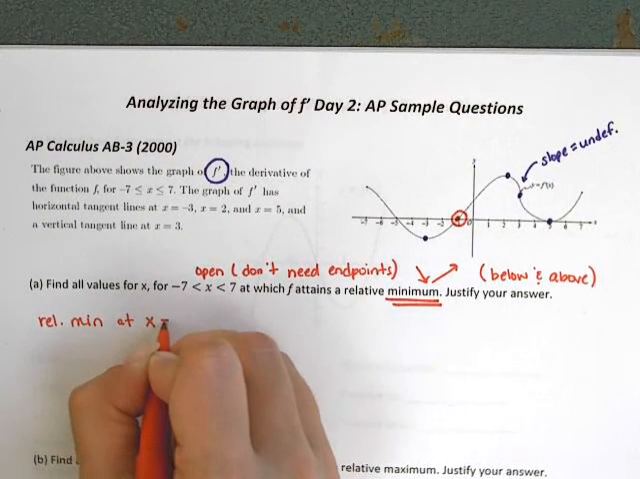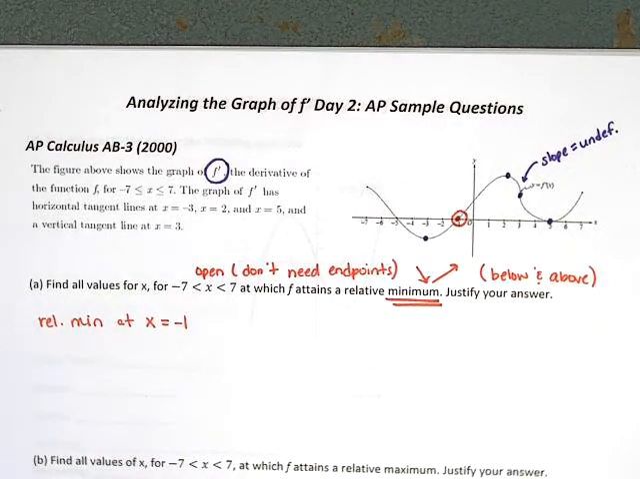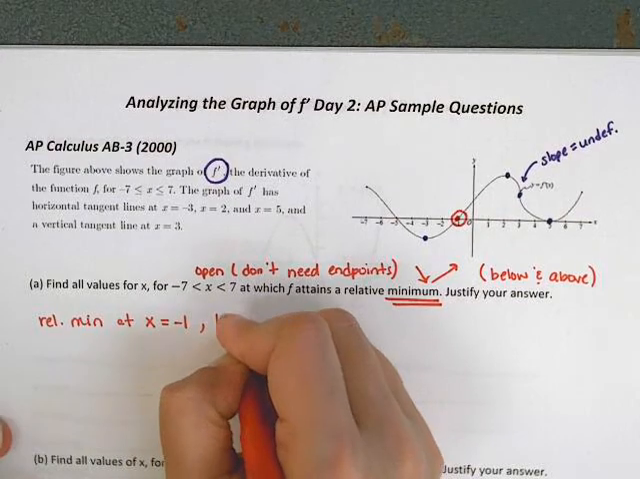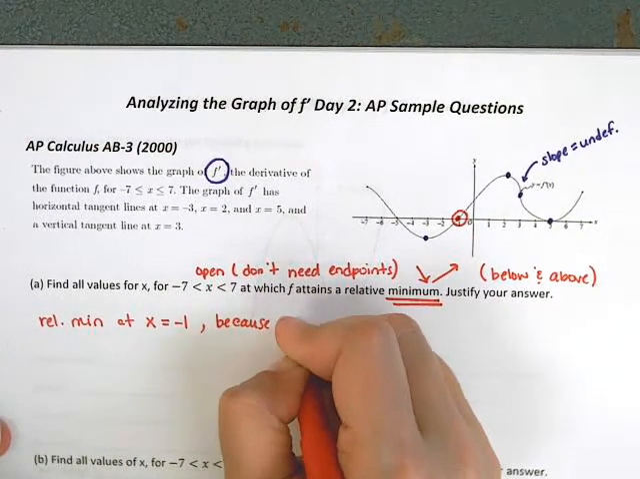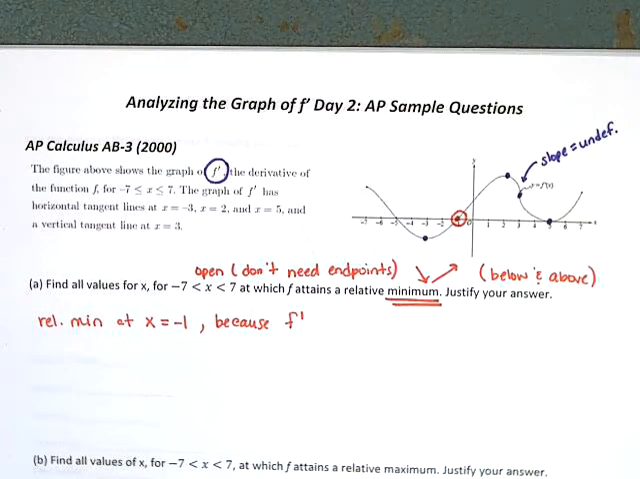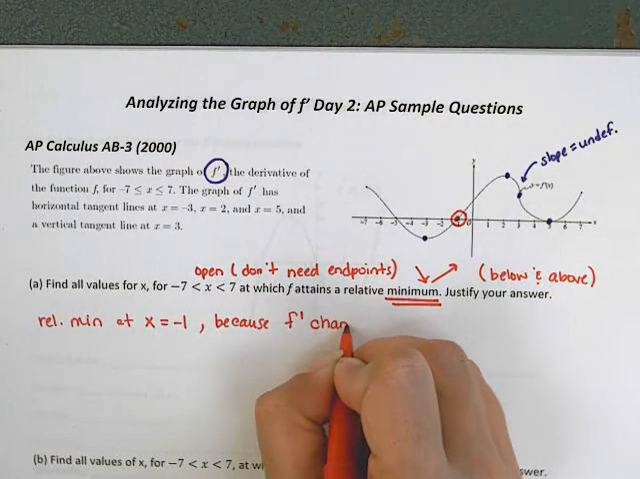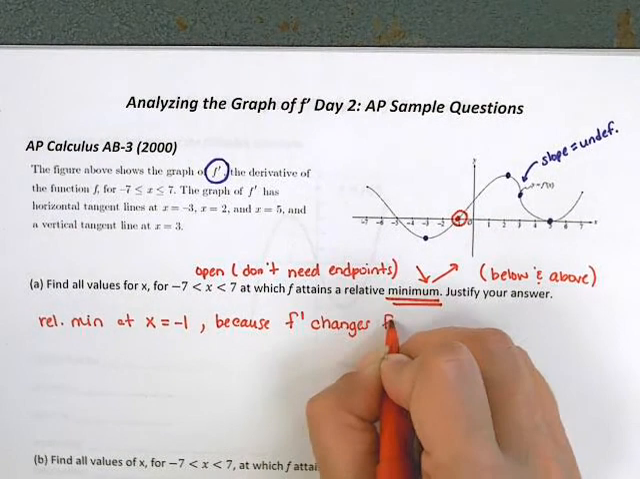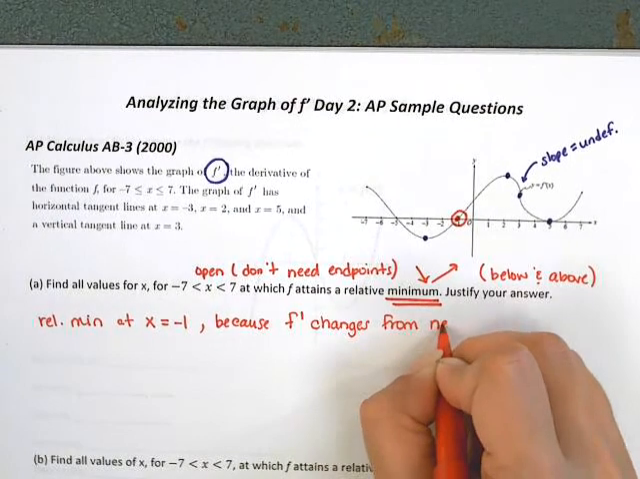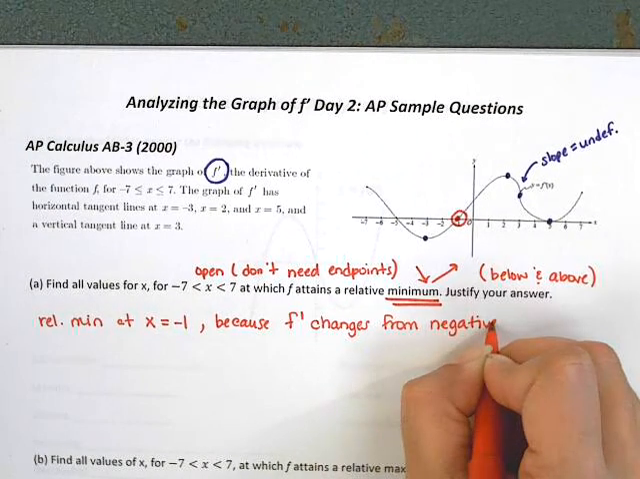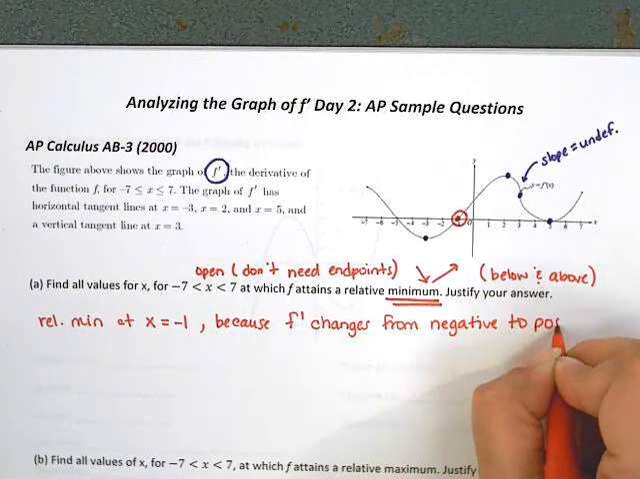at x equals -1. And then I'm thinking, how do I justify my answer? So I would say because f prime, which is the graph I'm looking at, you always want to refer to the graph you're looking at, because f prime changes from negative, because it was below, to positive, because it was above.